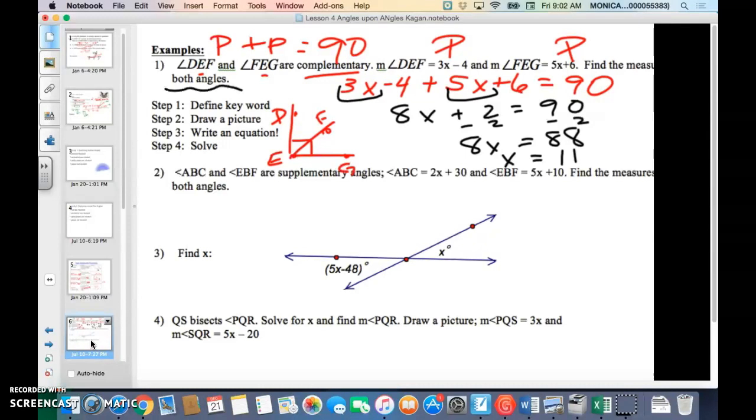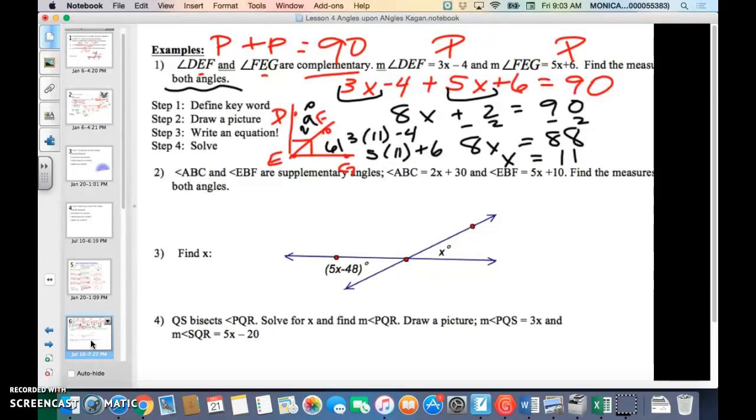So at the last step, you would go ahead and plug it in. And this one would be 3x minus 4. So that's 3 times 11 minus 4. That's 33, 32, 31, 30, 29. So this one's 29 degrees. And the other one is 5 times 11 plus 6. So that's 55, 61. And if I added those together, I would expect to get 90 degrees.